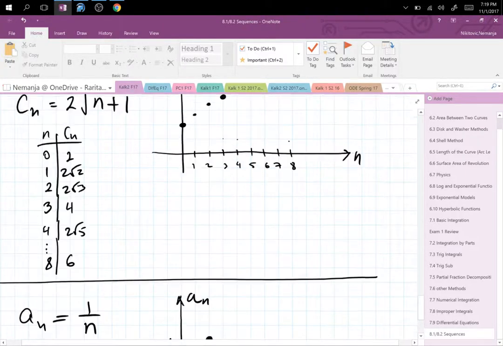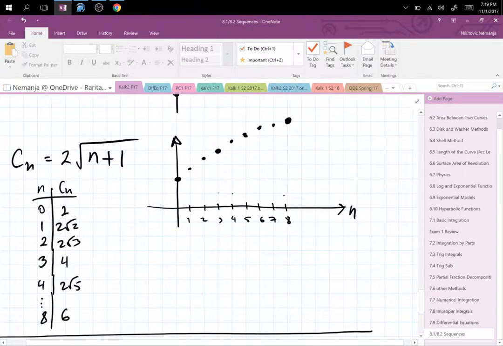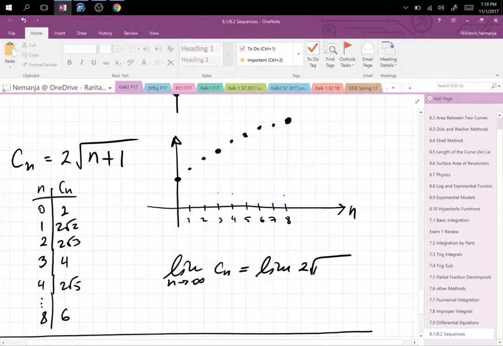We can go back and do the same thing for all others. Limit as n goes to infinity of c_n is the limit of 2 times the square root of n plus 1 as n goes to infinity. Now you see that when you plug in infinity and add 1 and take the square root, you still have infinity times 2, still infinity. Problems which go to infinity, we say diverges.